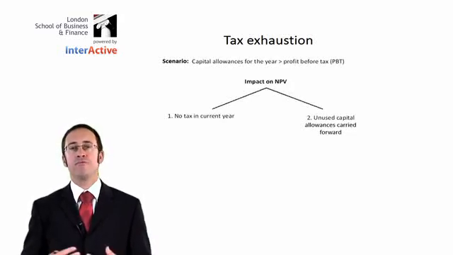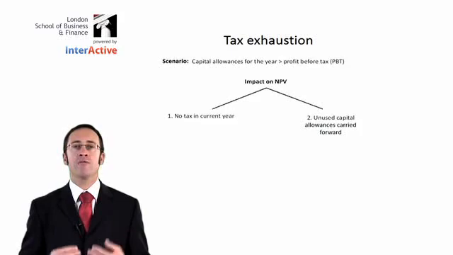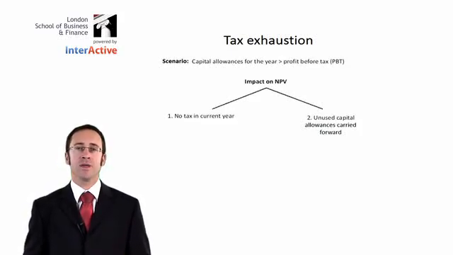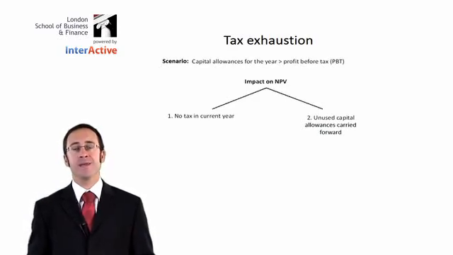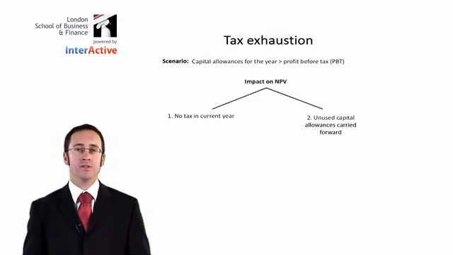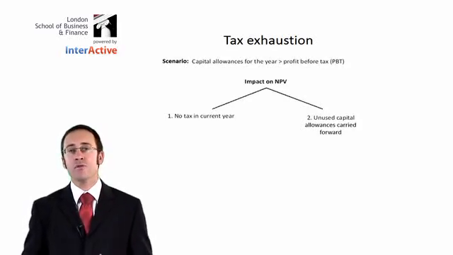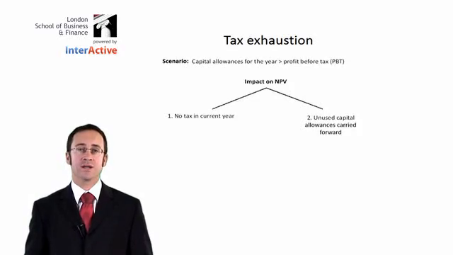Because what we've seen in the previous sessions, when we've looked at our tax in our net present value calculations, we have always had the scenario that the profits the company had generated during the year were more than the capital allowances that the company was claiming from using its non-current assets. Here what we have is the scenario whereby the capital allowances that we are claiming within a year may be greater than your profits before tax.